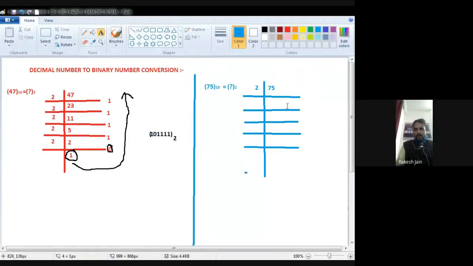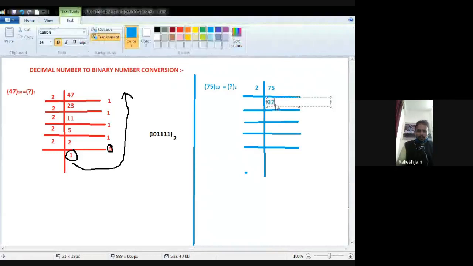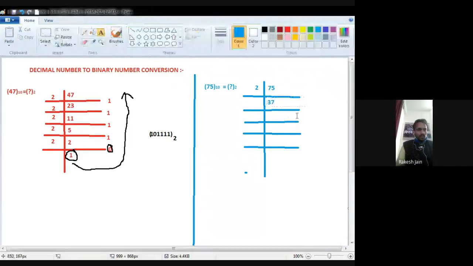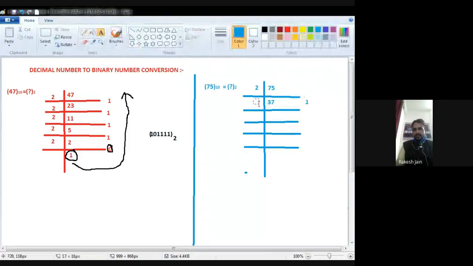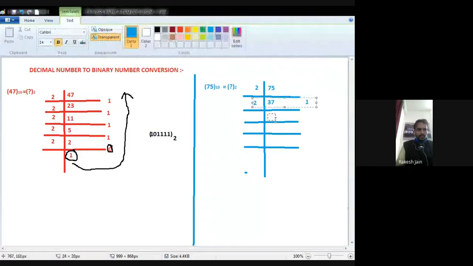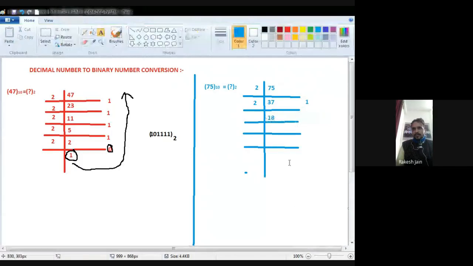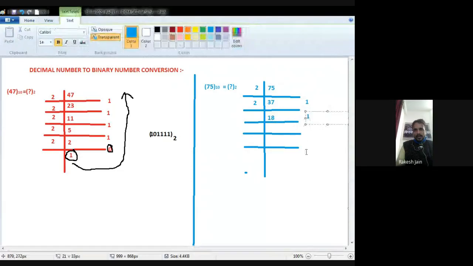Now see, 75 divided by 2, how many times will it be divided? 37 times, because 37 multiplied by 2 is 74, right? So the remainder will be 1. Again divide this 37 by 2. It will be divided 18 times, 18 times 2 is 36. So the remainder bit will be again 1.